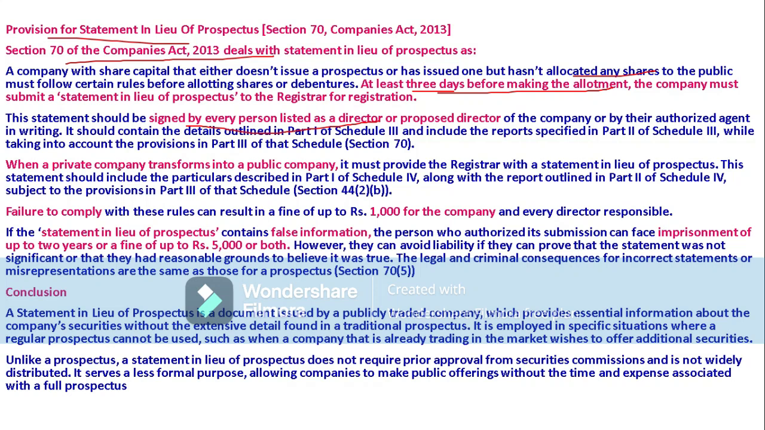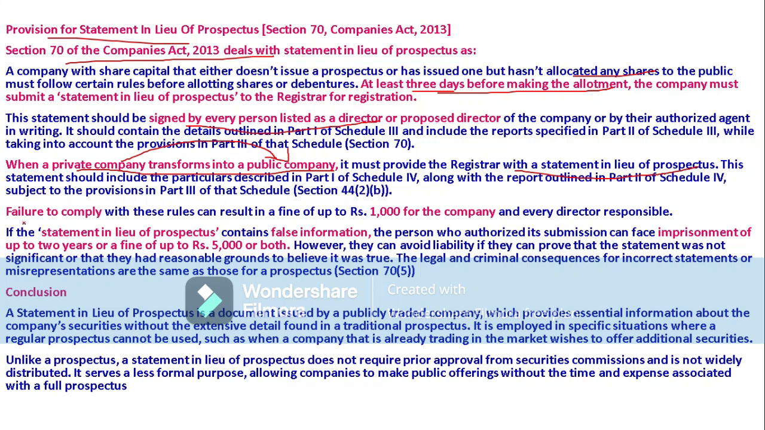And when a private company transforms into a public company, in this case also it must provide the registrar with a statement in lieu of prospectus. Here we see that directors should sign on it, and they should submit it at least 3 days before allotment. Whenever a private company wants to convert into a public company, in such a case the statement in lieu of prospectus should be submitted to the ROC. So this is the provision given under Section 70 of the Companies Act.